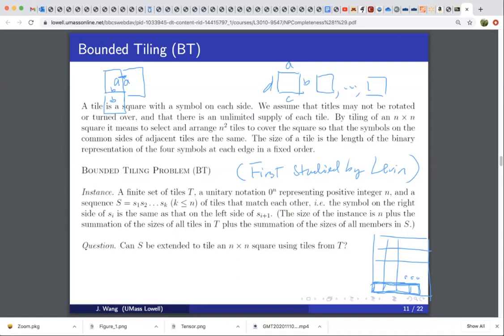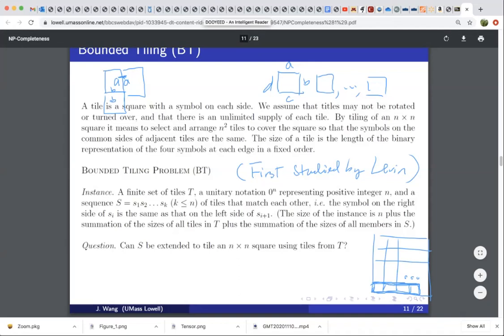The reason we call it bounded is because your square is n by n. Now, if you remove these bounds, that's the entire space, and that is not decidable. In other words, that is complete for Turing acceptable languages. With the bounds, it becomes NP complete.